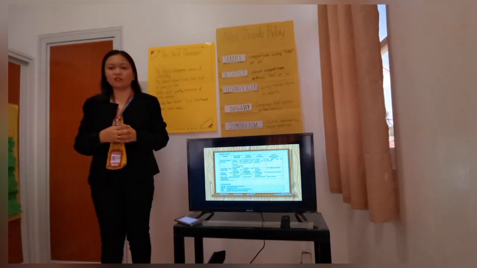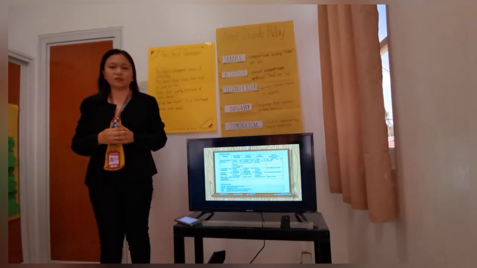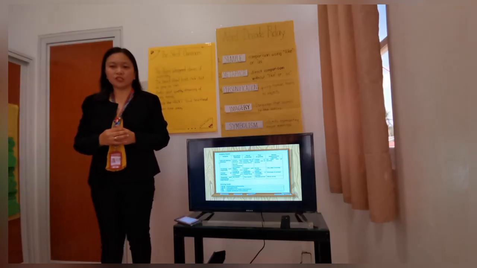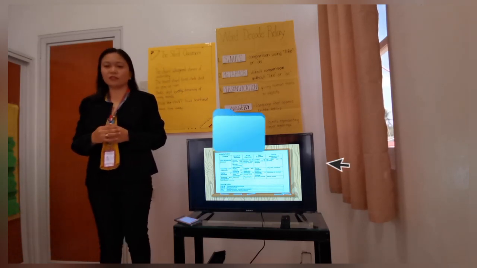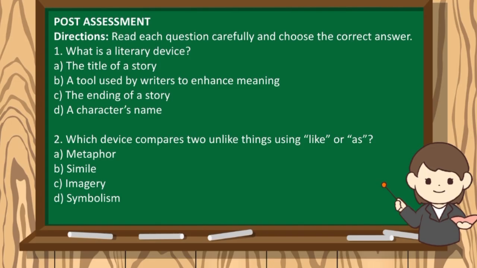So let's check your understanding with a short quiz. So please get a 1/4 sheet of paper and choose the letter of the correct answer. So for number 1, what is a literary device? A, title of a story. B, a tool used by writers to enhance meaning. C, ending of a story. D, character's name.